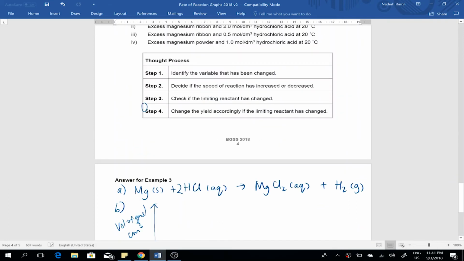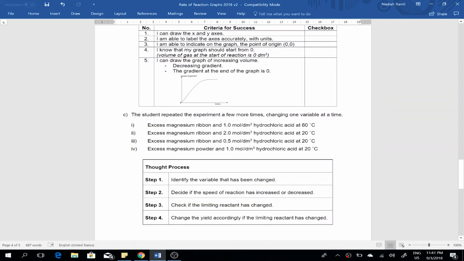Then next I can draw the graph of increasing volume. So for volume, it increases, alright? And I should also note that my graph starts from 0 because there's no gas at the beginning of the reaction. Gas will only start to be produced after the reaction has started. Okay, so again, decreasing gradient, and the gradient at the end of the graph is 0.